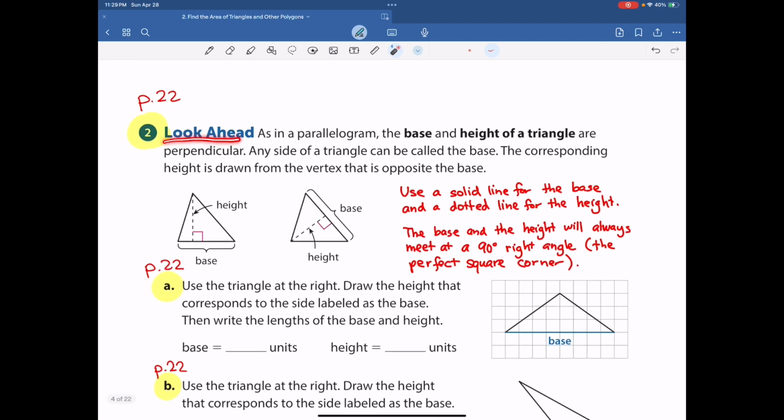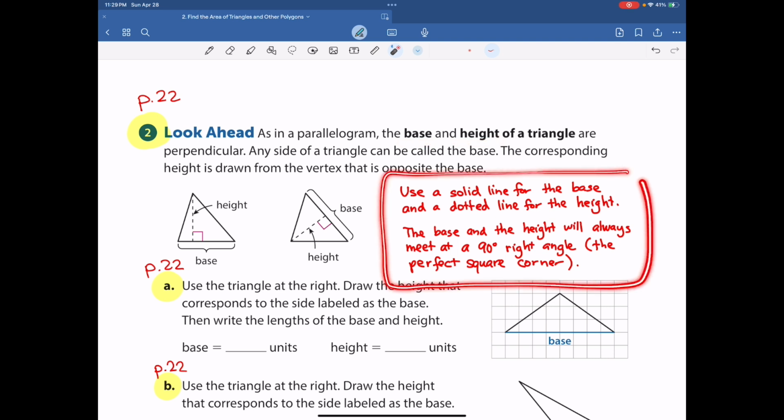It says, look ahead. As in a parallelogram, the base and the height of a triangle are perpendicular. Any side of a triangle can be called the base. The corresponding height is drawn from the vertex that is opposite the base. So keep this in mind. It says use a solid line for the base and a dotted line for the height. The base and the height will always meet at a 90-degree right angle, the perfect square corner.